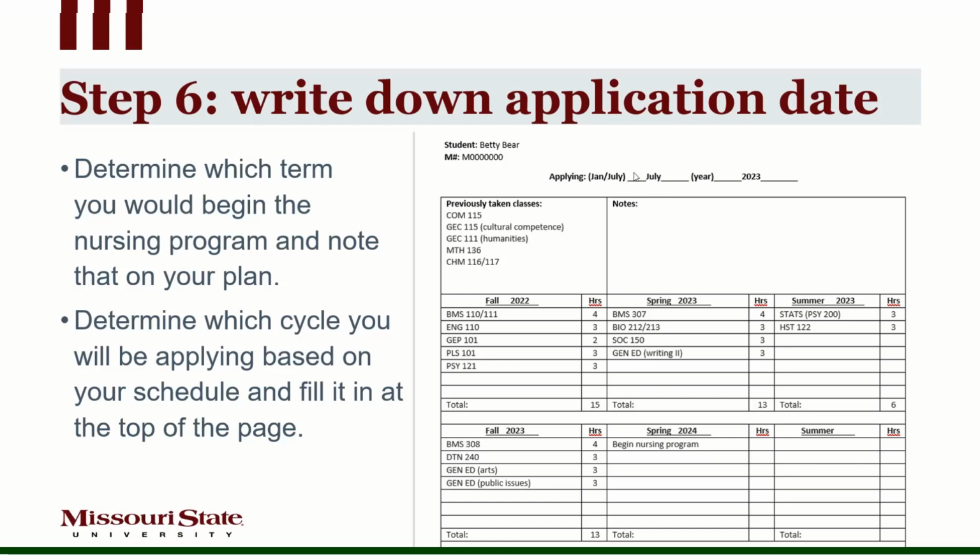And then at the top, you can circle or write down whichever month you would be applying and year. So this student is going to start in the spring, which means they're applying in July, and it's going to be 2023. So starting in the spring, applying in July, starting in the fall, applying in January. Go ahead and pause and add that to your schedule.